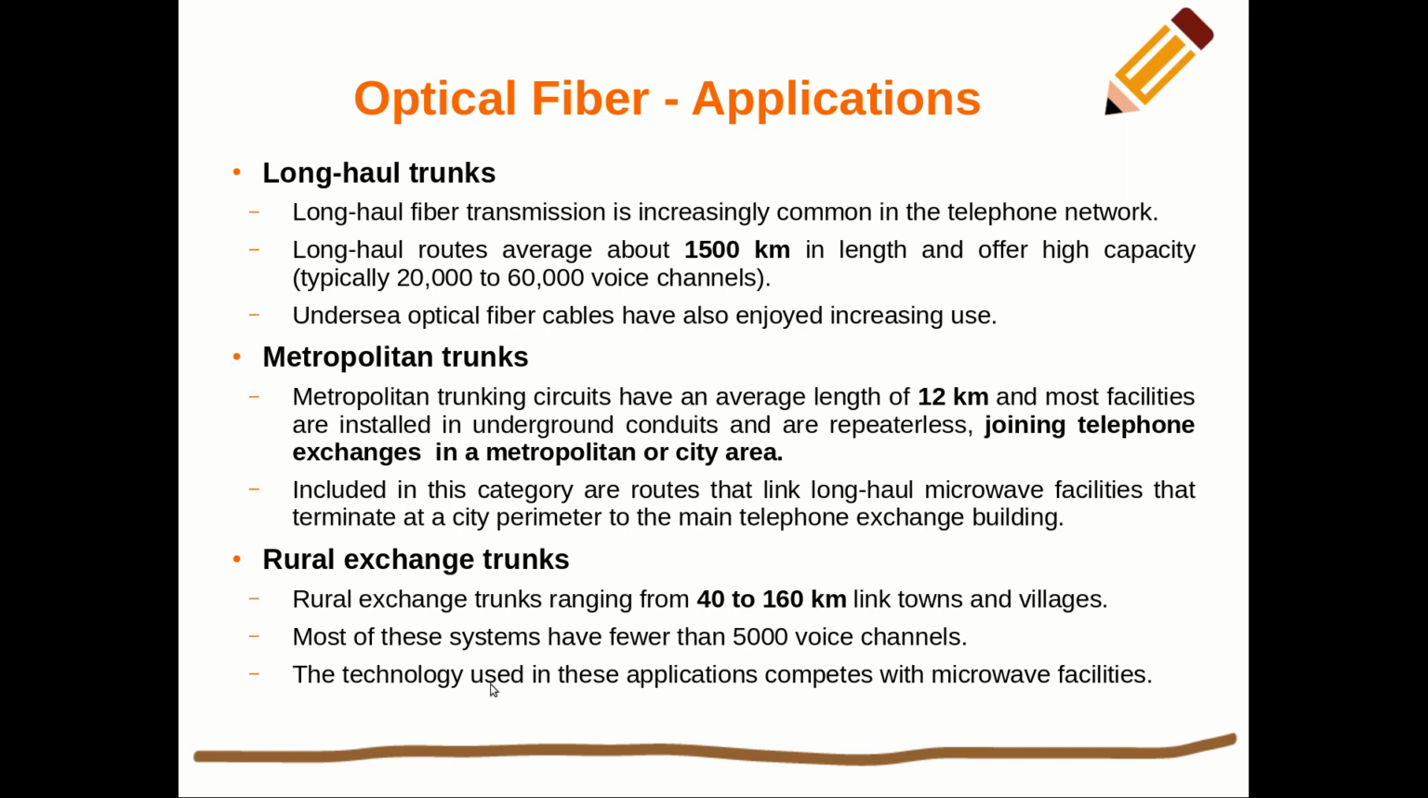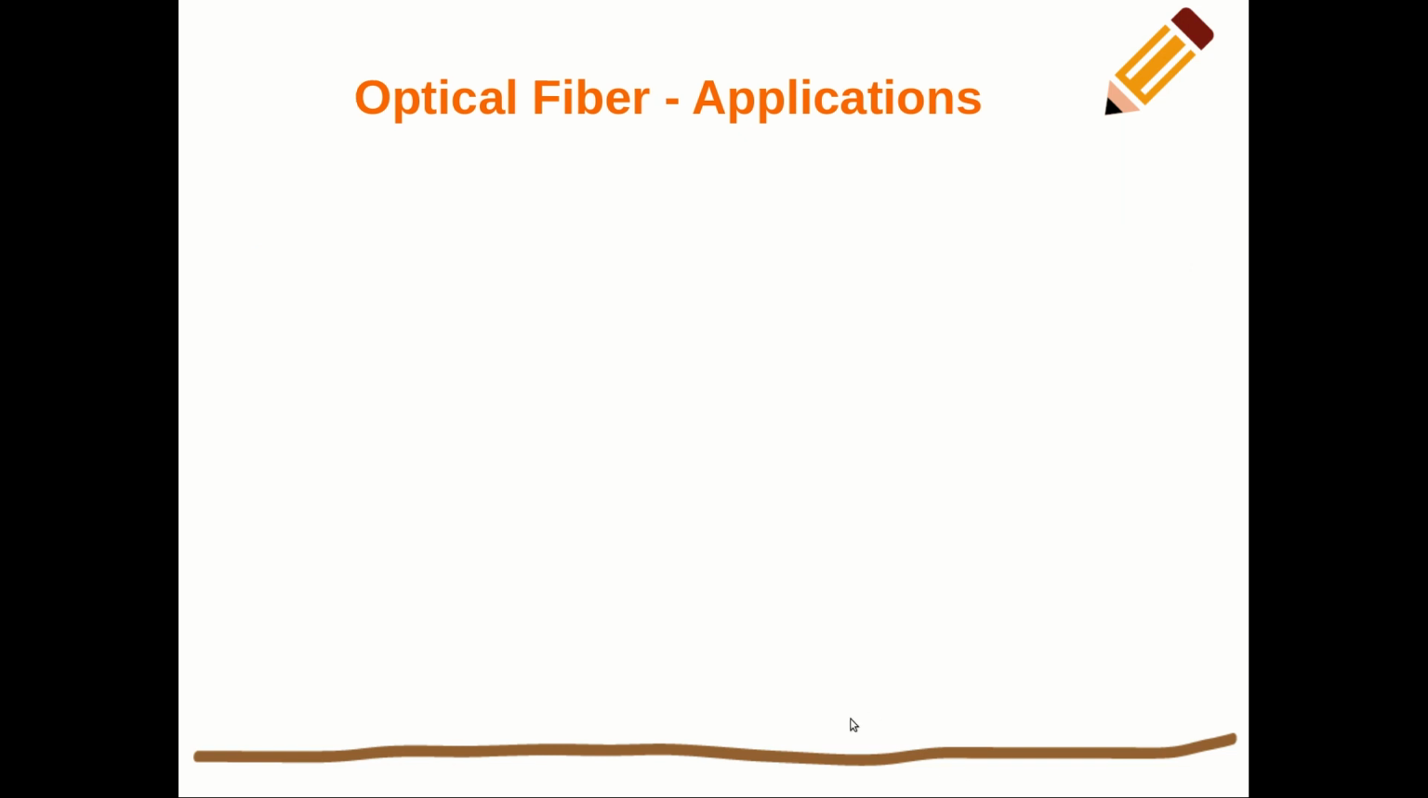Most of these systems have fewer than 5000 voice channels, because it's connectivity to the village area, so the number of connections could be less. So that is a typical good choice, 5000 voice channels. The technology used in this application competes with the microwave facility, because for the same purpose we can make use of microwave also. So definitely there will be competition from microwave for optical fiber in this direction.